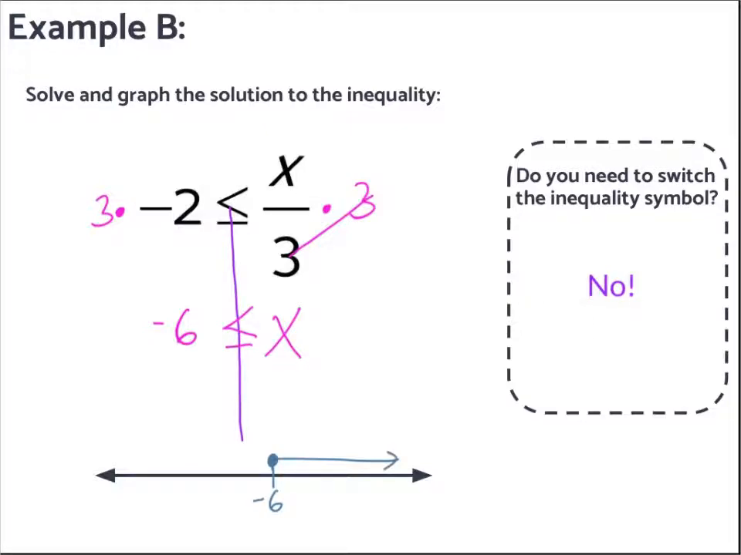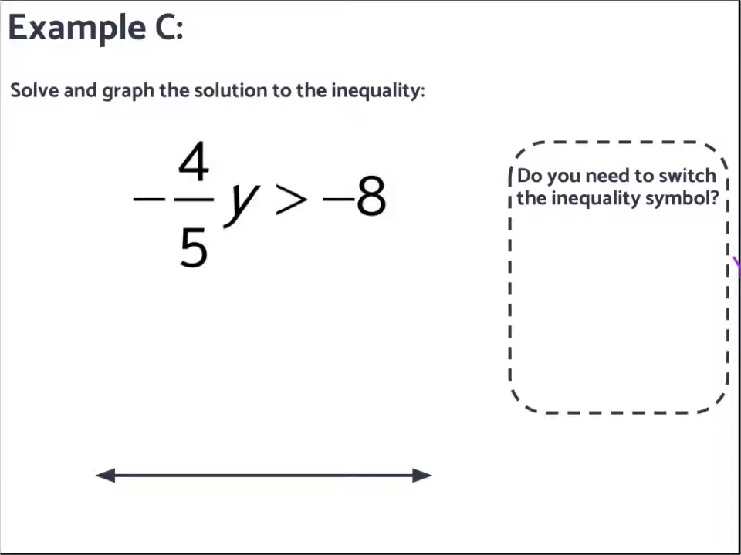Now let's take a look at example C. Here we are at example C, and it says solve and graph the solution to this inequality. So again, before I even start, I've got -4/5 times y. So I know I've got a negative times y, so the only way to get rid of that is to divide by a negative. So I know I'm going to be dividing by a negative before I even begin, so I know I'm going to be switching my inequality symbol. So I can answer yes to that question there on the right. Yes, I know I'm going to be switching my inequality symbol before I begin.